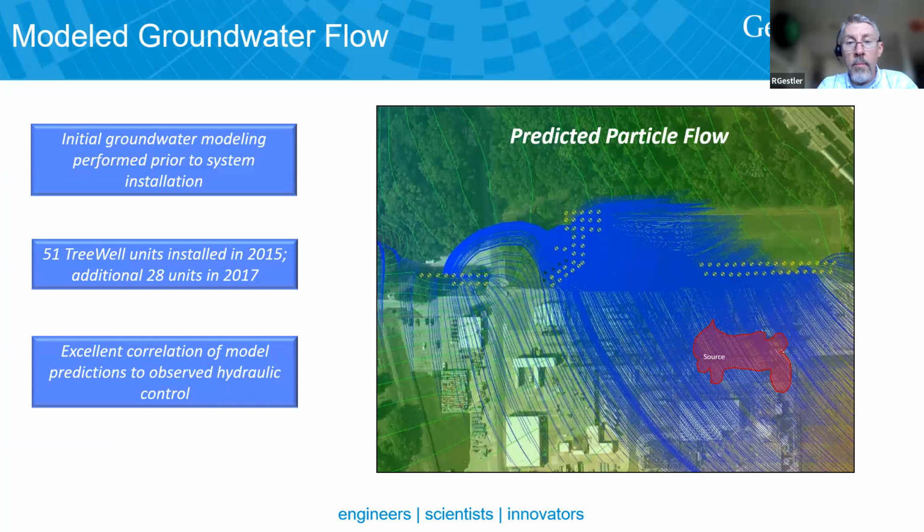So again, groundwater modeling. We did some initial groundwater monitoring and modeling on this site. Based upon that, we put in a pilot study in 2015 of 51 tree well units. We did further groundwater modeling and identified that a full-scale system would benefit by another 28 units that were installed in 2017. And what we've seen, much like the Florida site, is an excellent correlation between what the groundwater model predicted and actual groundwater flow conditions.